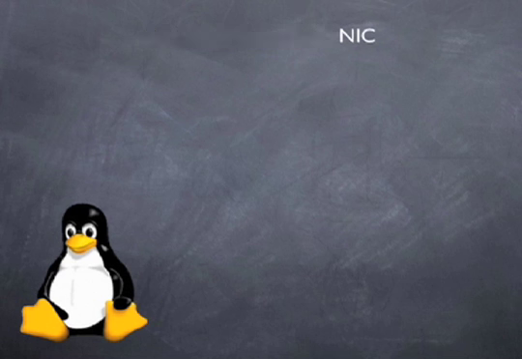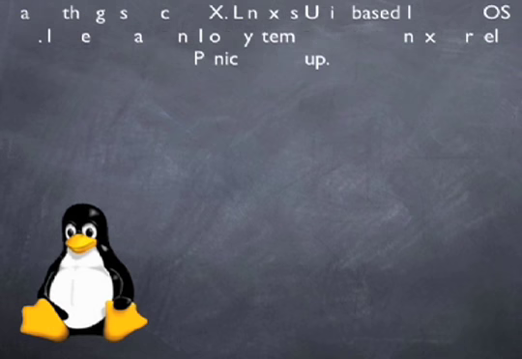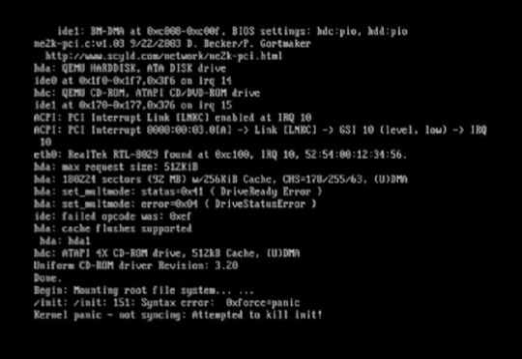Okay, now a Linux kernel panic. Now, Mac and Linux are both Unix, so they could be the same, but my friend said he got the same one as Mac OS X, but I never saw one of those. I'm just going to show you the one that I found. It's the same thing as Mac OS X, basically, because Linux is Unix-based like Mac OS X. If there's a kernel or system error, the Linux kernel panic shows up. So basically the same thing. And here is an example of the Linux kernel panic. It's just basically like a black screen of death with white text on it.